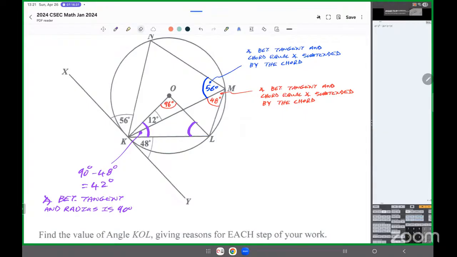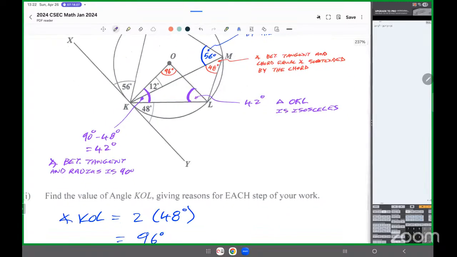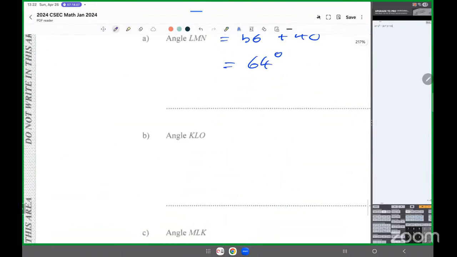That's why that angle. And then this angle is equal to that one over there. So this angle equals the same thing. That angle equals 42 degrees as well. That's because triangle OKL is isosceles. So its angle is 42 degrees. So let me write it down: 42 degrees.